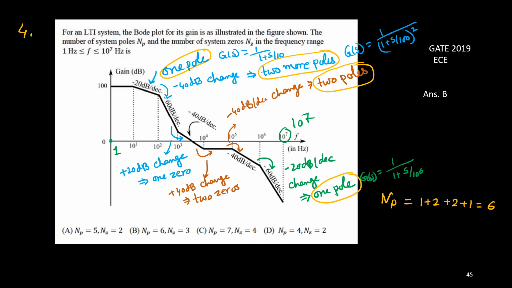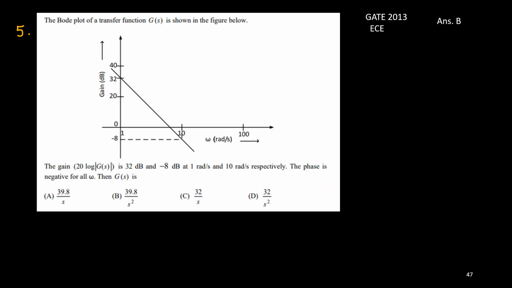Similarly, the zeros. We have got here 1 zero, and because of this change we have got 2 zeros. So 1 plus 2 is total 3 zeros. So we have Z equal to 3 and NP equal to 6. Thus answer B is correct.